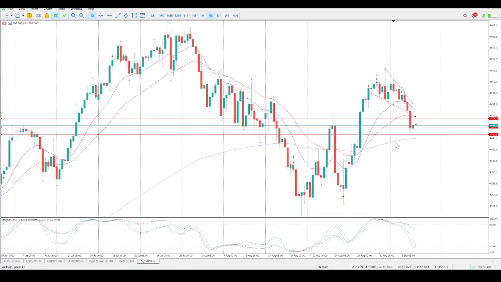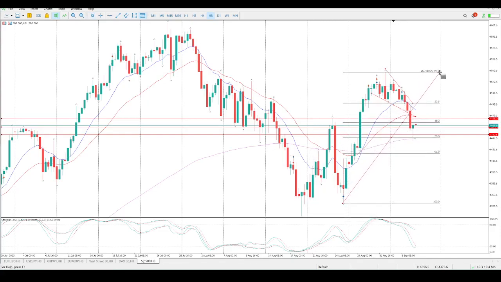So at the moment, what I would suggest we do is focus on these levels. Have a look at the oscillators as well. Oscillators are grouped to the downside. So you can see there is a low, there's a higher low, and a low, lower low with the separation of the oscillators. All of this, ladies and gentlemen, is brewing for a reversal.